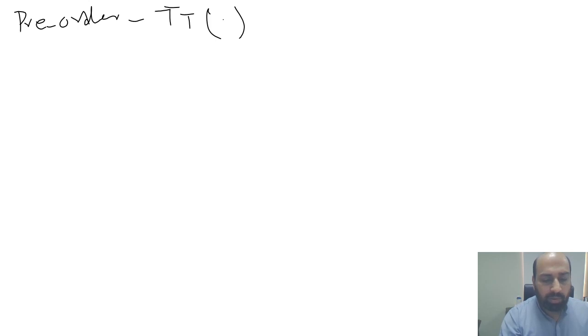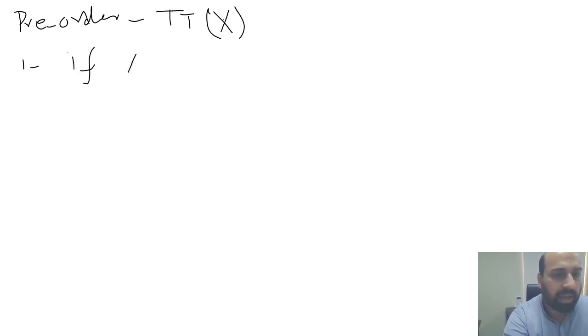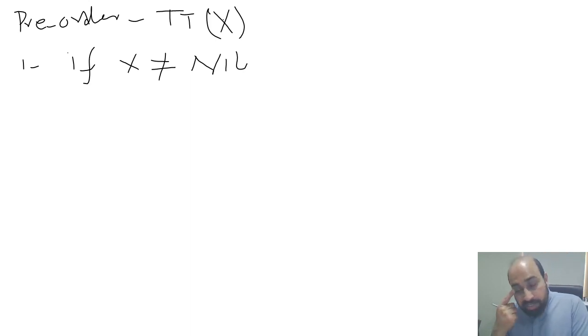Okay, so you just pass the x as a parameter. Let me clear this and write it again. This is the tree traversal, the short form. In pre-order, first of all, you check whether the node that you are getting, x, the root node, has some existence: if it is not equal to nil. If it is nil, then just do nothing.